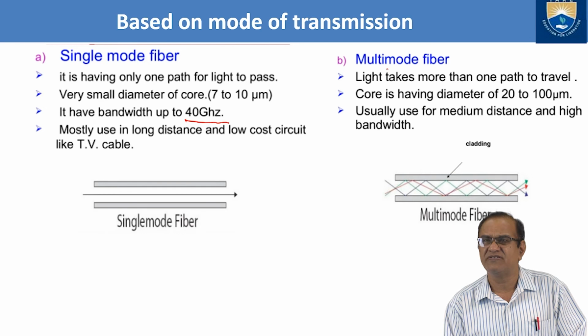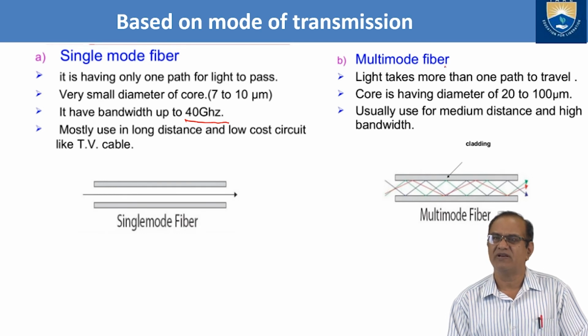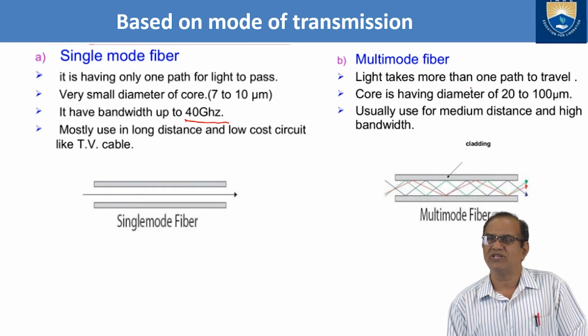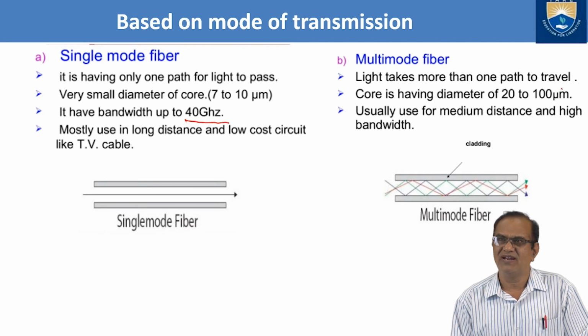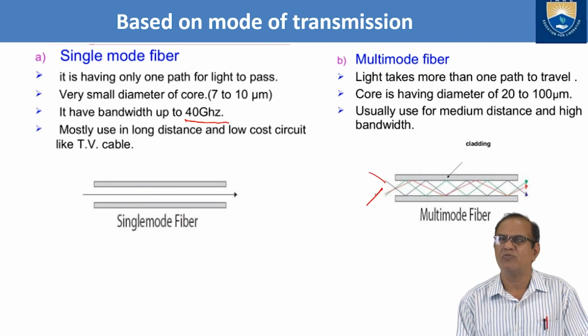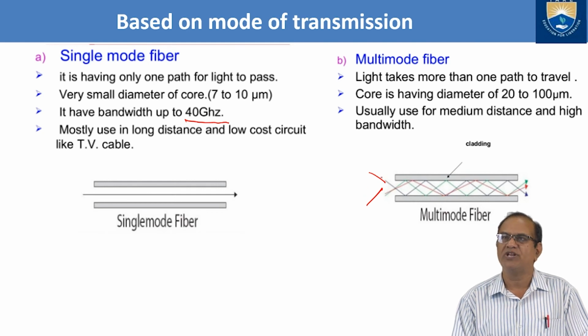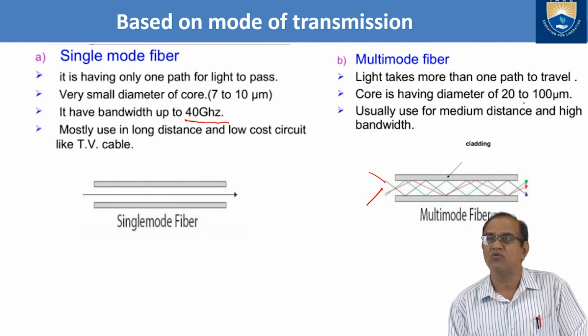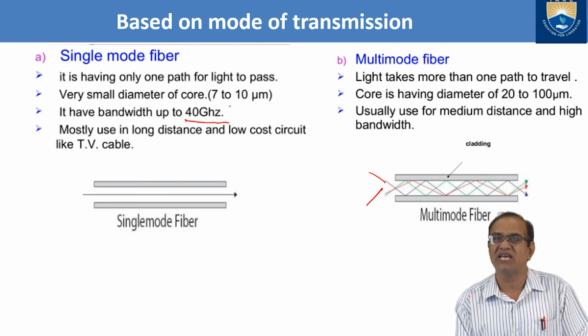In the multi-mode fiber, light takes more than one path to travel, and here it is reflecting. You can see two paths are shown here. The core has a diameter of 20 to 100 micrometers, whereas here in single mode it is only 7 to 10.